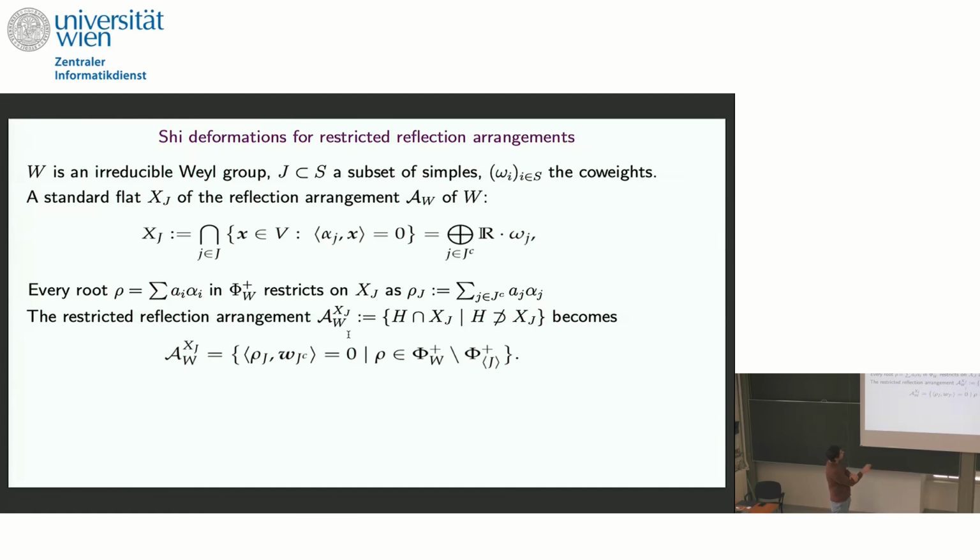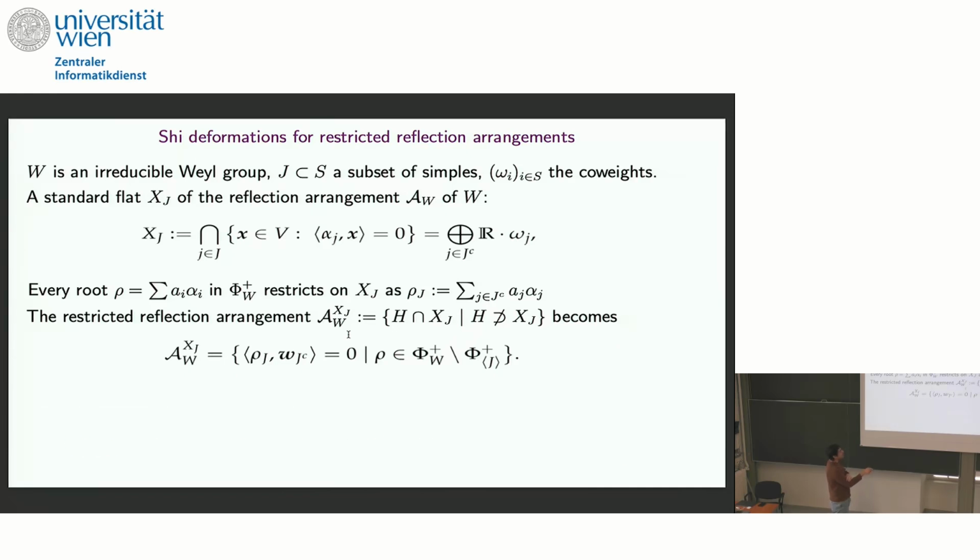Okay? If you do it like that, this is a way to write down the restriction of the hyperplane arrangement. So instead of a root of your ambient root system, you're taking its projection on the flat, and you're forcing the inner product with the omegas that are outside your set J to be equal to 0. Now, different roots here might have the same projection, right? So it's not that you're going to have that many different hyperplanes, but this is a good way to express all of them. So this is a root theoretic way to describe the restriction of the reflection arrangement on a flat X.